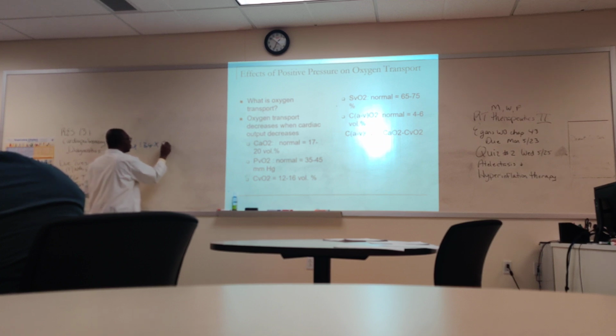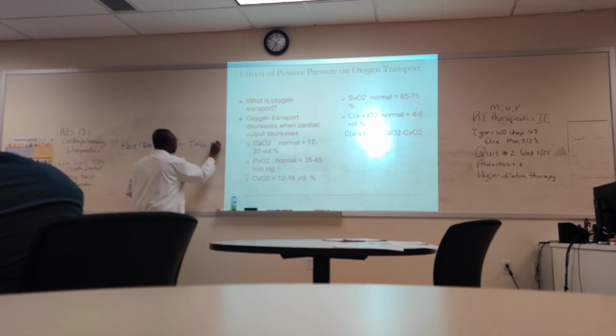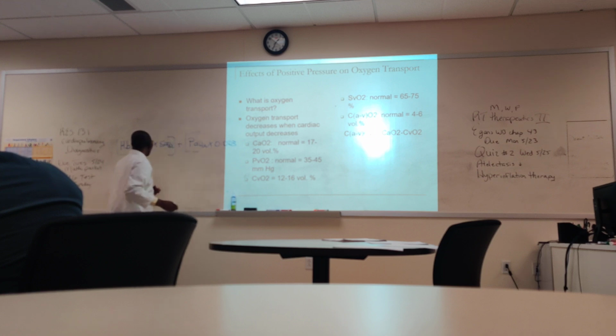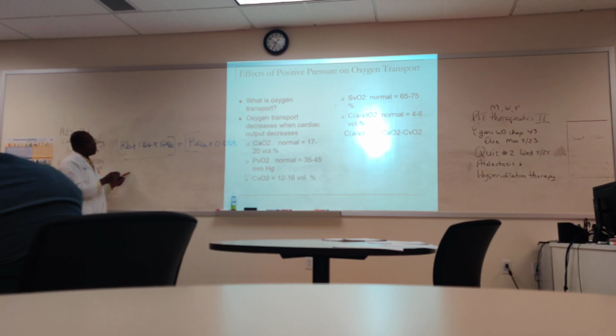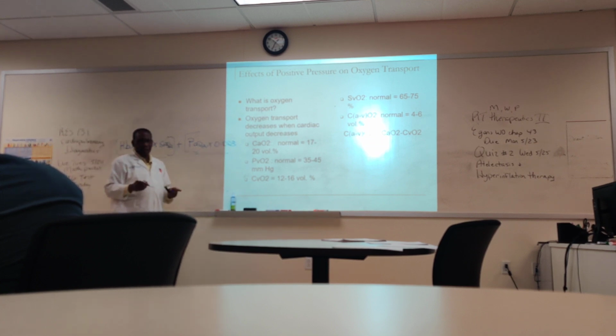times SaO2, plus PaO2 times 0.003. This is the amount of oxygen attached to the hemoglobin, and this is the amount of oxygen dissolved in the plasma. So there is 0.003 milliliter of oxygen dissolved in the plasma per unit of pressure of PaO2.